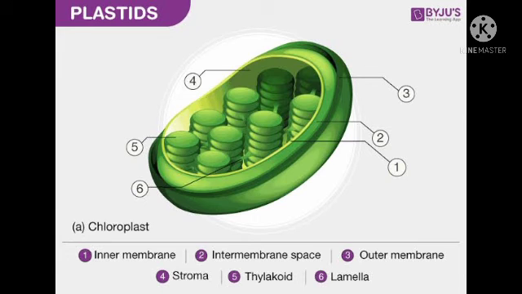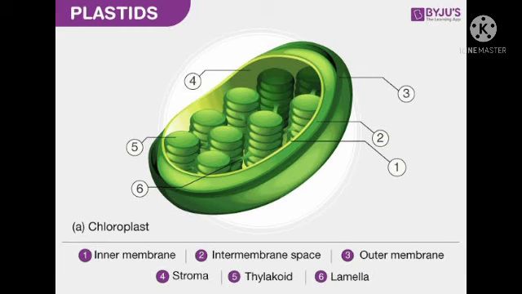Plastid is a cell organelle which is present only in plant cell. It is absent in animal cell. So plastids are found only in plant cell. Plastids contain a pigment. Plastids are covered by double membrane, outer membrane and inner membrane. And inside the plastid there are coin-like structures which are called thylakoids.